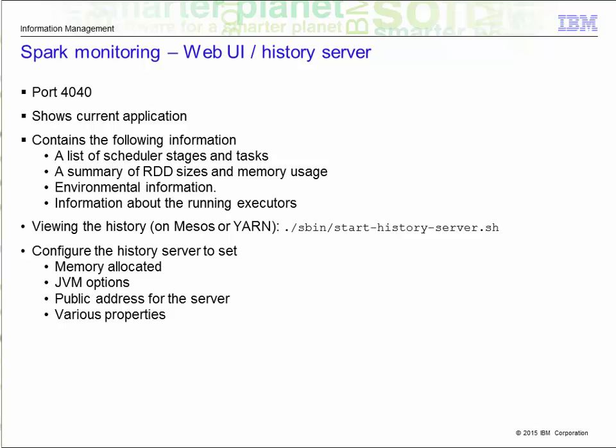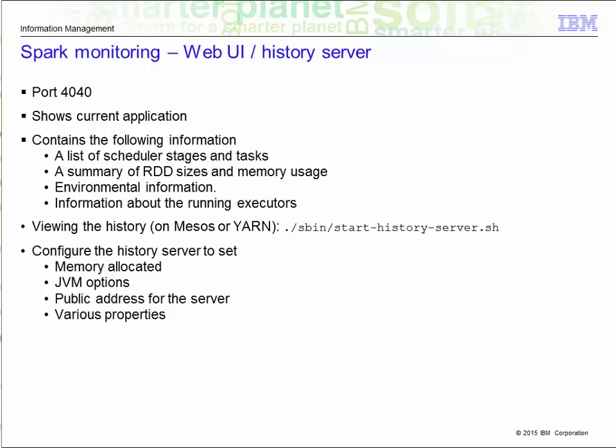The web UI is found on port 4040 by default and shows the information for the current application while it is running. The web UI contains the following information: a list of scheduler stages and tasks, a summary of RDD sizes and memory usage, environmental information, and information about the running executors.